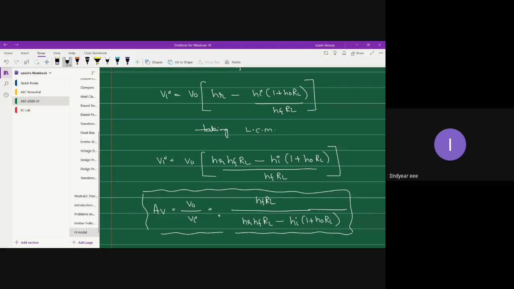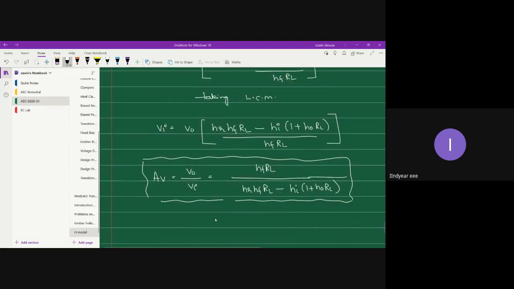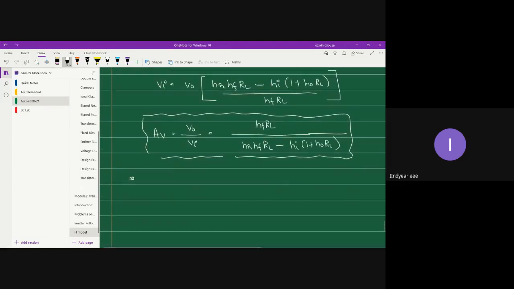Okay, the second expression. It is easy, but you have to be very careful with the substitution part. So that's your second performance parameter, which is the voltage gain. Third one, let us consider the input impedance.